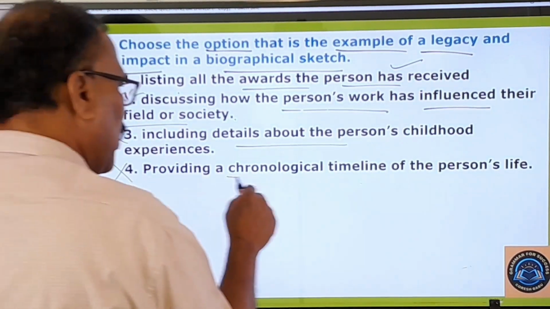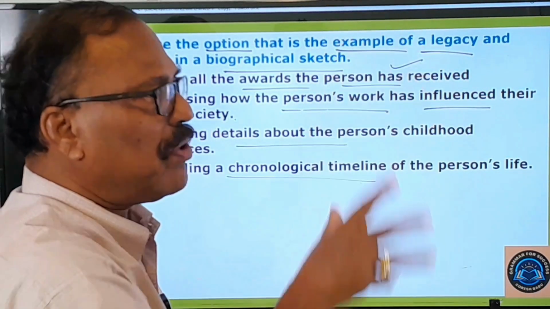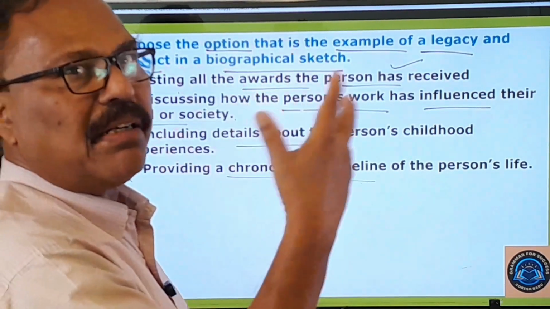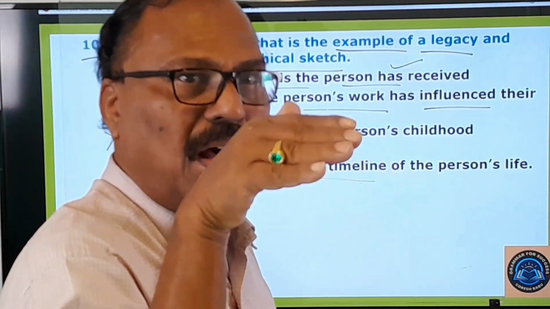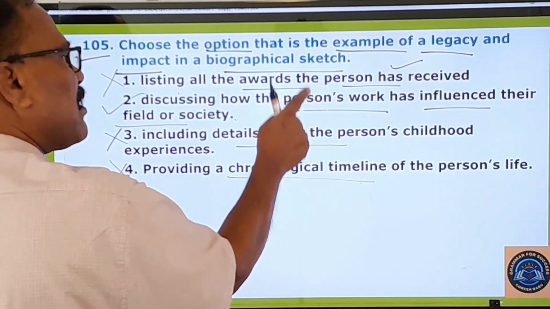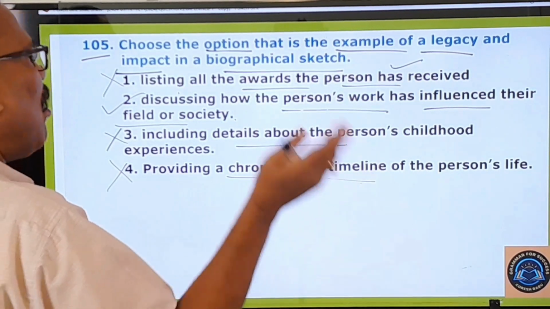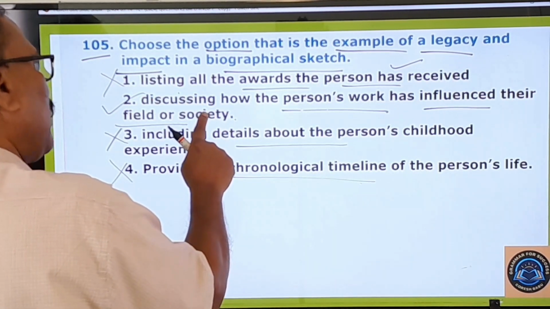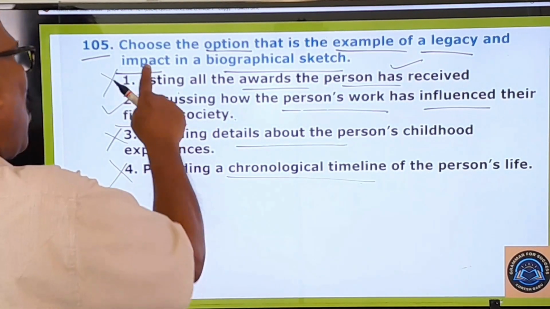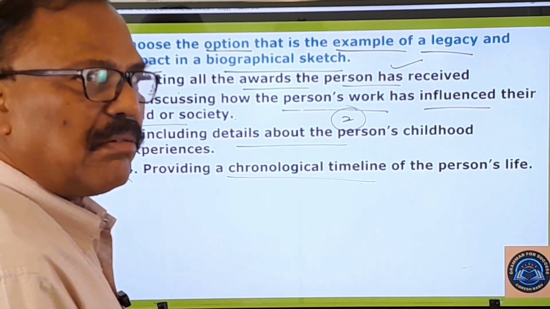This also doesn't. Chronological timeline means this happened in this year, this happened in this year. So you are showing some years, a timeline, that's called. Showing the timeline doesn't show any impact on the society or on the people. So that's why only this one, the works of that person, will show its impact on the people or on the society. In a biographical sketch, only this will show an impact, and all others are therefore wrong. Only the second one is the right option.